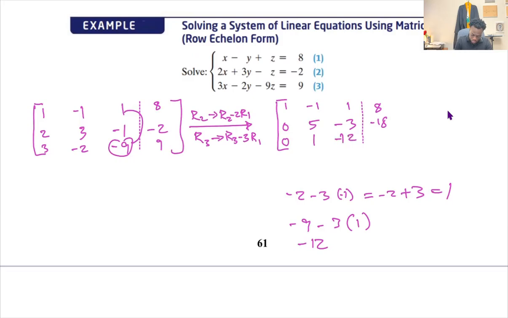And then row 3, 9 minus 3 times row 1, 8. 9 minus 24, that's -14.